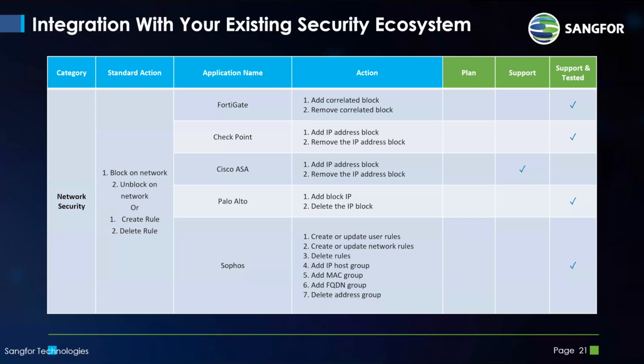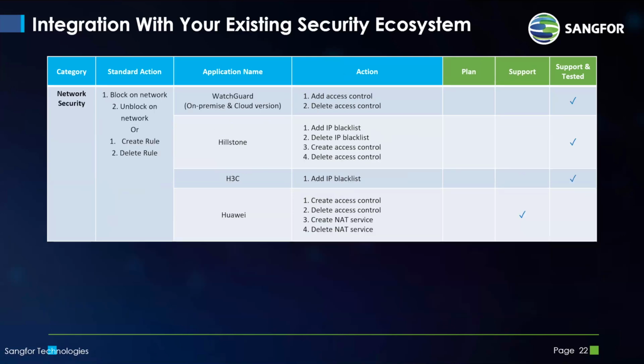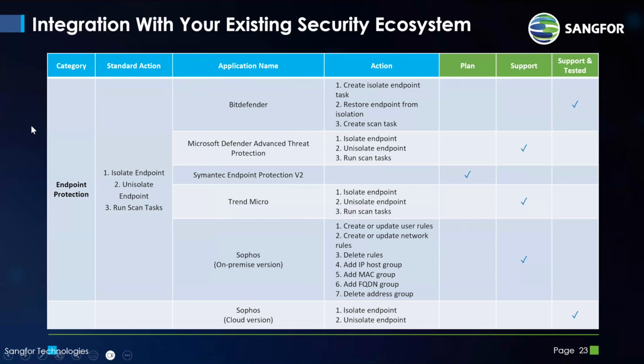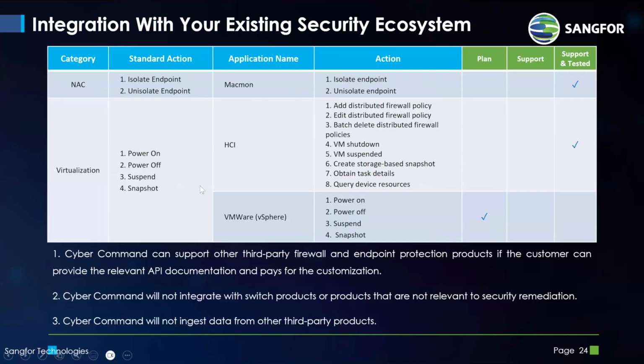Okay, and here are some of the existing security ecosystem, like network, FortiGate, what we can provide, Checkpoint, what we can provide. But nowadays it's updated very quickly, and we can support more abundant actions, because for different vendors, more and more APIs are open for us to use, so we can support more atomic operations. Okay, this is endpoint, and there's virtualization.